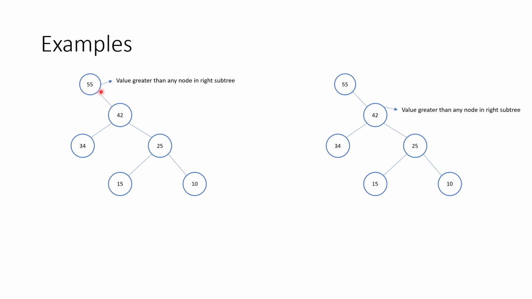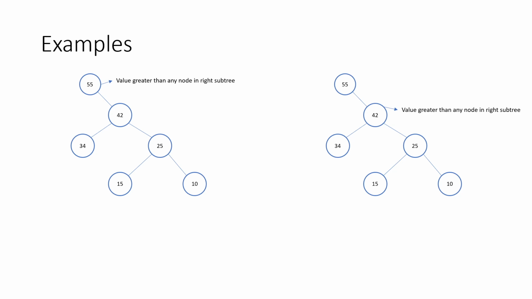So looking at this heap, the root node has a value of 55, and this root node has a value greater than any other node in its right subtree. And as we've seen in the first rule, the root node has no left subtree.